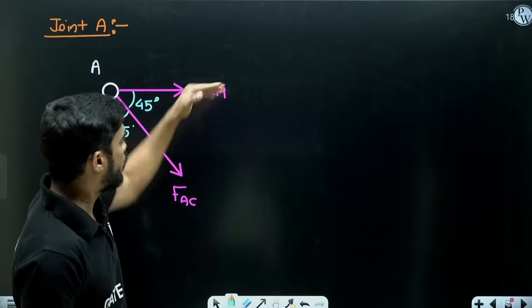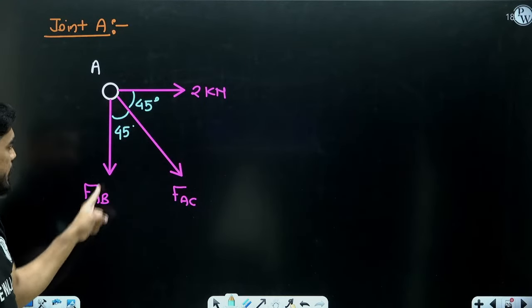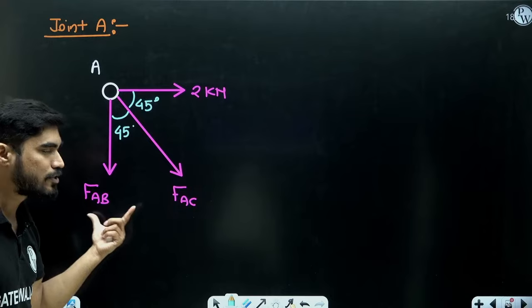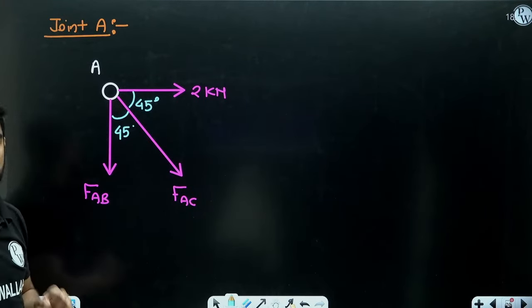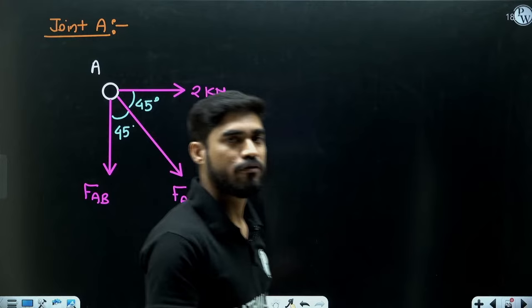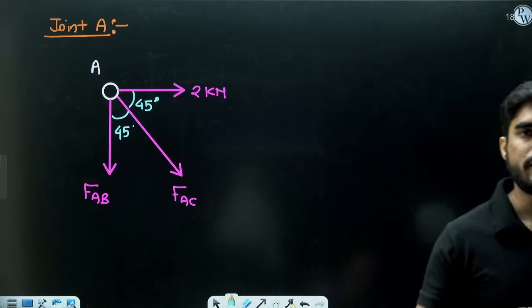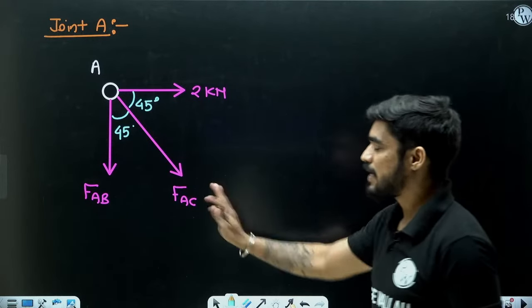So this is the 2 kilonewton force. This is the force AB. This is the force AC. We have assumed both to be tensile. That is why they are pulling the joint. Now, how many unknown forces do you see here? You see two unknown forces, FAB and FAC.